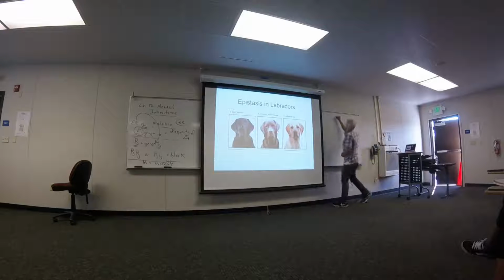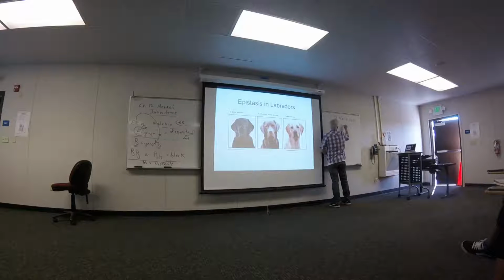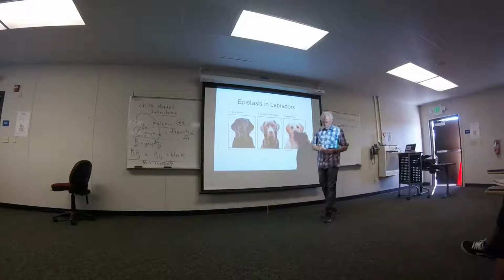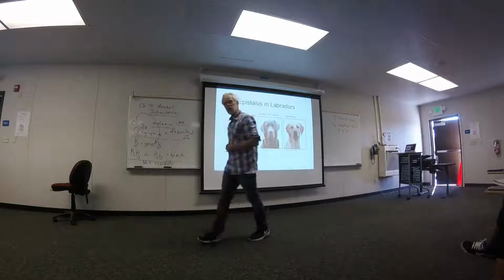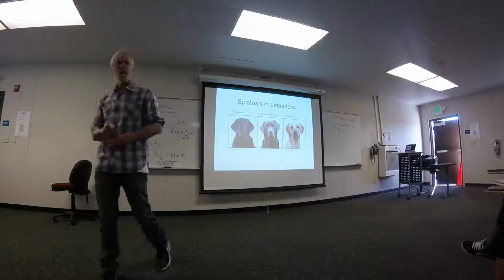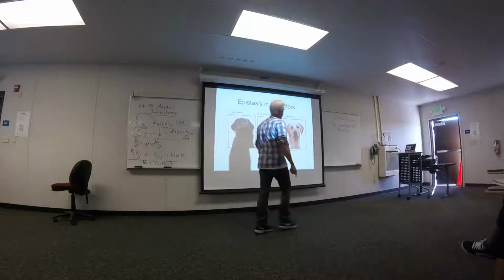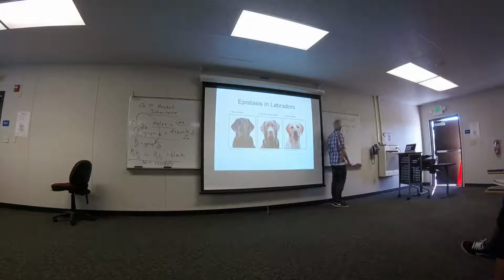But if you remember Mendel's dihybrid crosses, he found that the F2 phenotype ratio was 9 to 3 to 3 to 1. So when he crossed yellow round seeds with green wrinkled seeds, he got all yellow round at F1, and at F2, he got these 4 phenotypes: yellow round, green wrinkled, yellow wrinkled, and green round. These are the components here. 9, 3, 3, 1. Remember that? If not, go back and look.